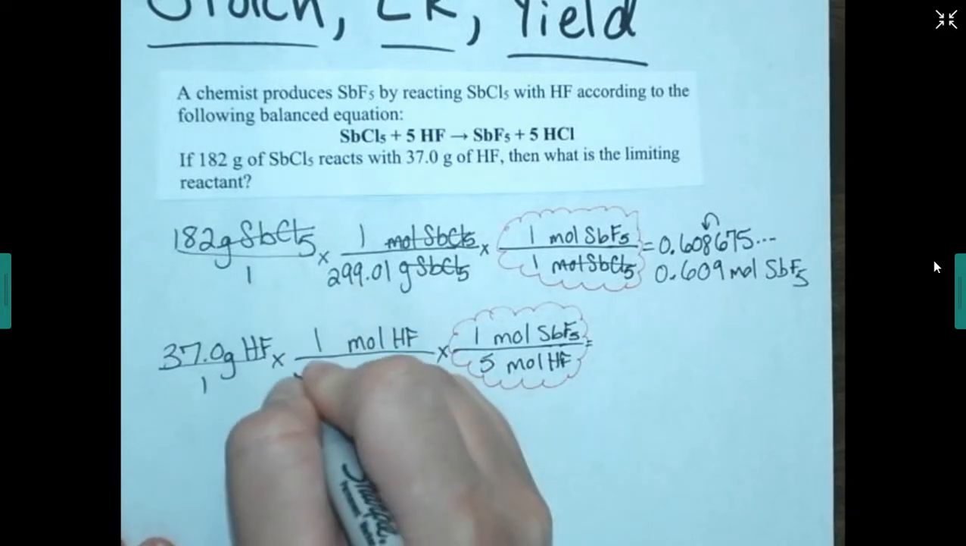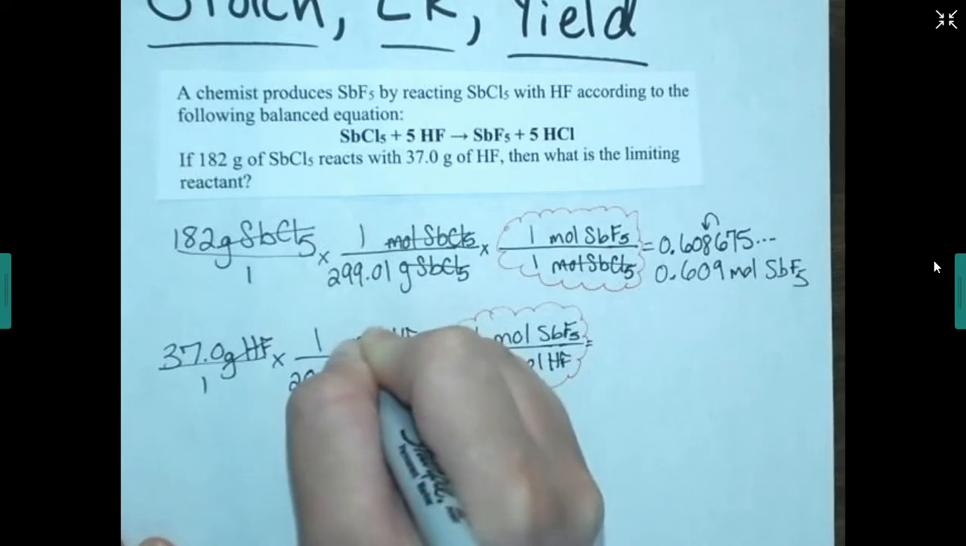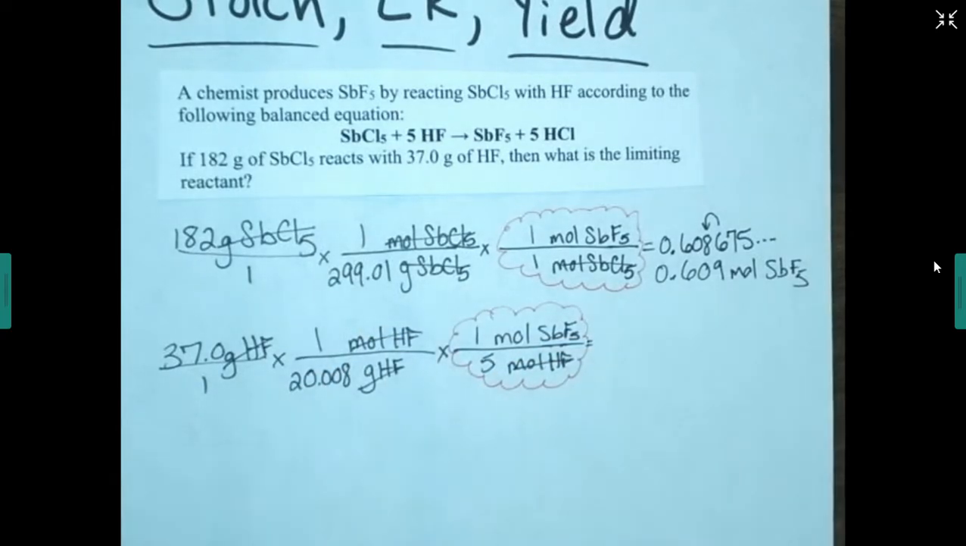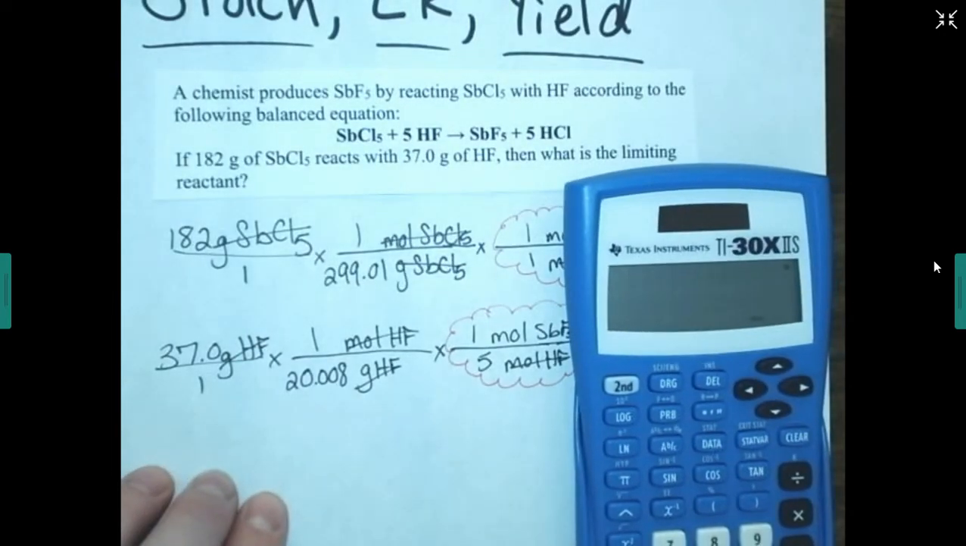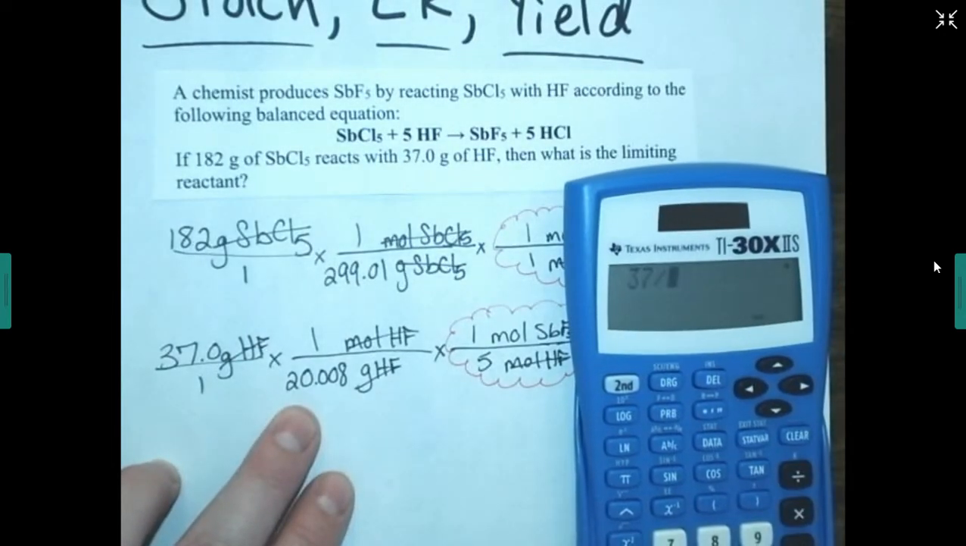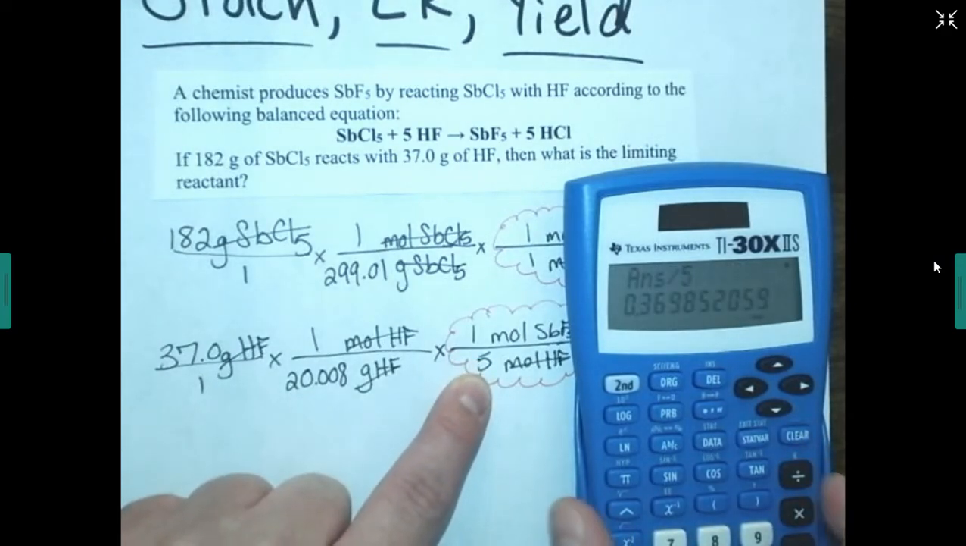And when I add it up, I got 20.008. Okay? And then cancel all these units. Now I'm going to go ahead and put that in my calculator. So I'm going to go 37 divided by 20.008, enter, and then I'm also going to divide by 5, enter, and that's what I get.